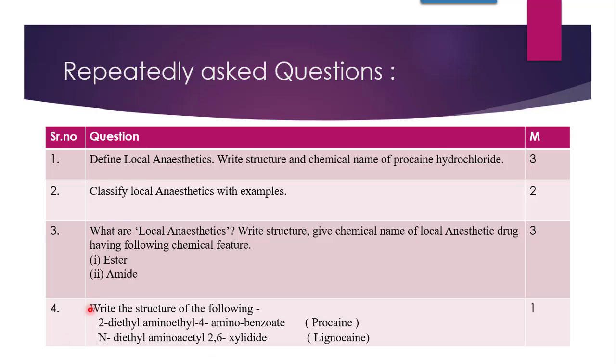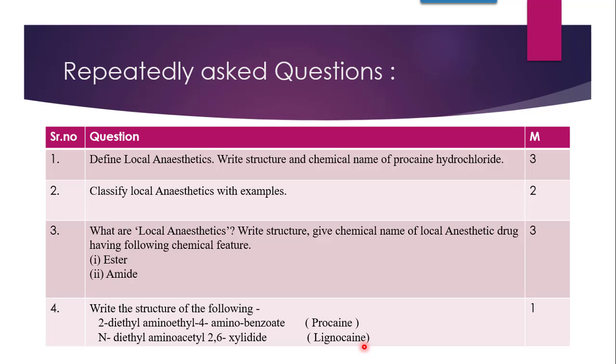Then question number 4 says: write the structure of the following. Now the IUPAC names are given. You are supposed to write the structure of the given drug, and this question will carry 1 mark. Writing down the structure of the first IUPAC name given will carry 1 mark, and writing down the structure of the second IUPAC name given will carry 1 mark.